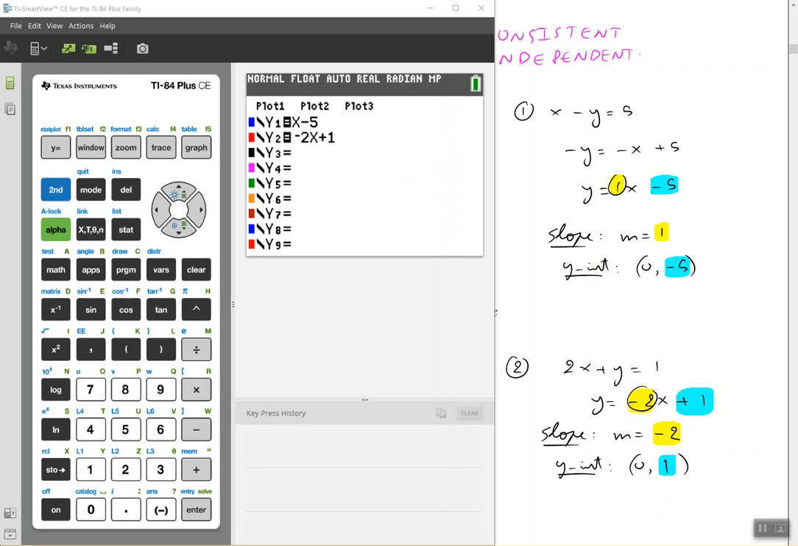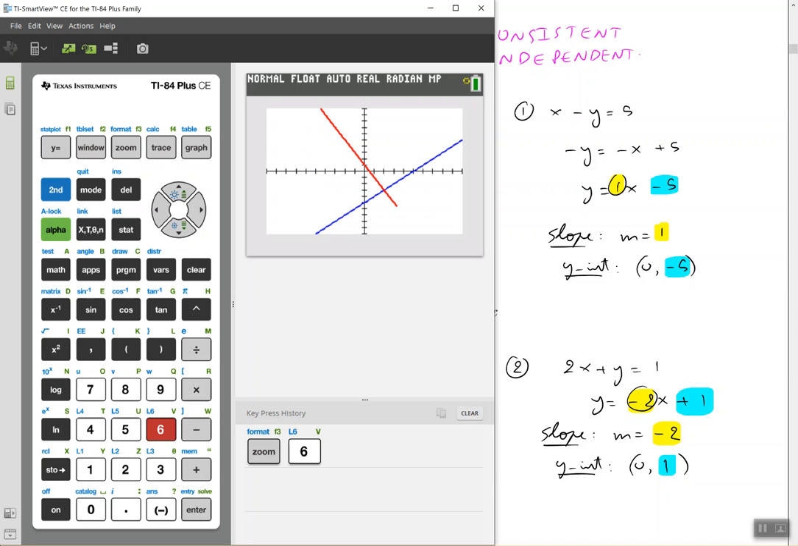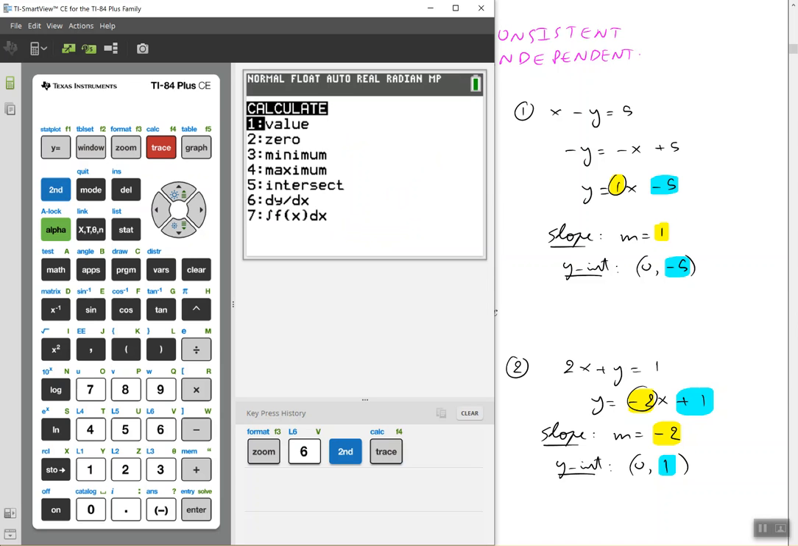First, I type in the equations x minus 5 into y1, and then the second equation, -2x plus 1, into y2. And I'm going to click zoom 6 to make it all nice and pretty. And I want the intersection point. So I'm going to go second, and then click on trace to get into the calculate menu.